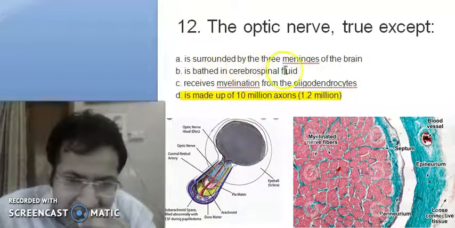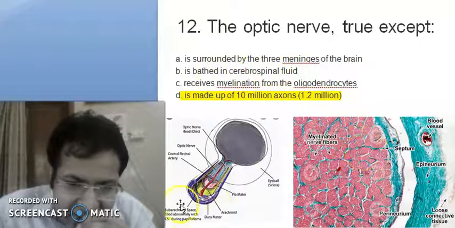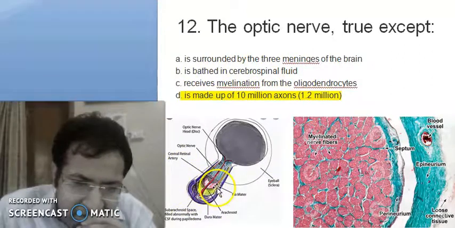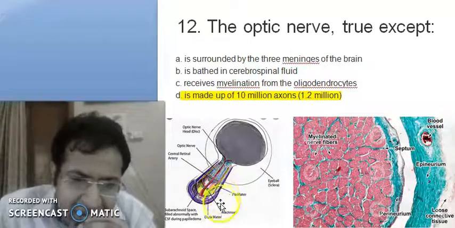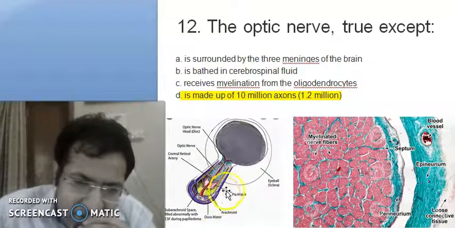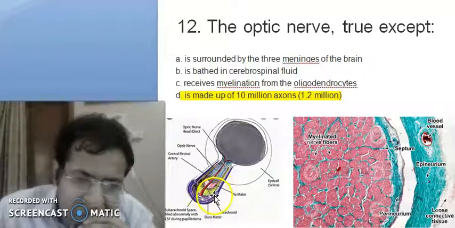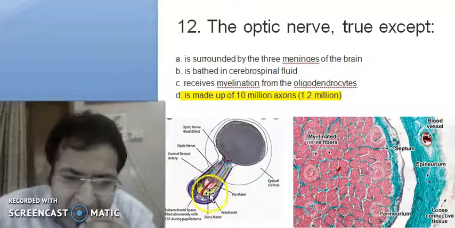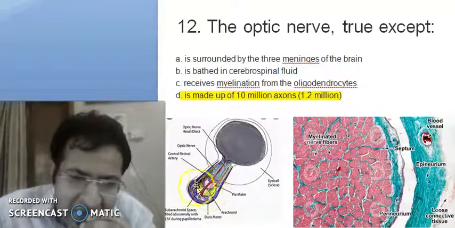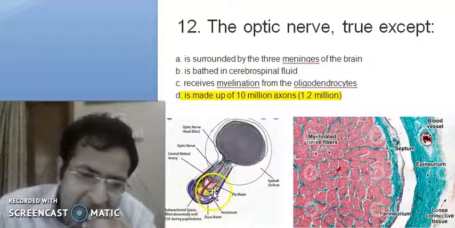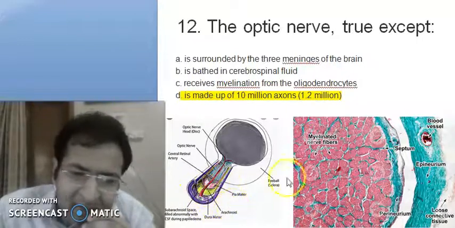It is bathed by CSF as it is covered by the meninges. All the 3 meninges cover the optic nerve, and there is a potential space between the pia mater and the arachnoid mater, the subarachnoid space, where the subarachnoid fluid, the CSF, is there, and the space can be seen to be dilated when there is papilloedema.